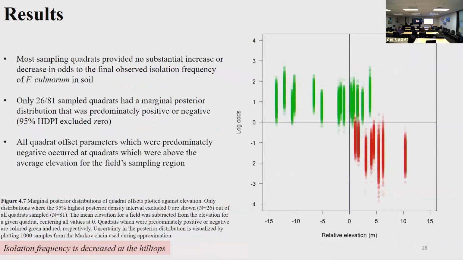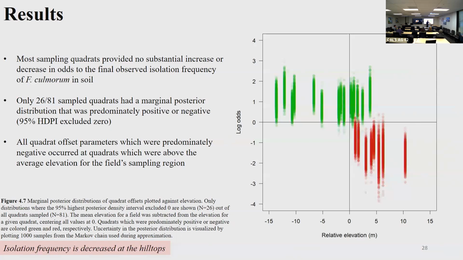As an aside, we also had each unique sampling quadrant, and we could look at those. Now, most of them did not provide any more increase or decrease to the odds. However, there were 26 where 95% of the time it excluded 0, and I'm plotting them here, ones which had increased odds and decreased odds.